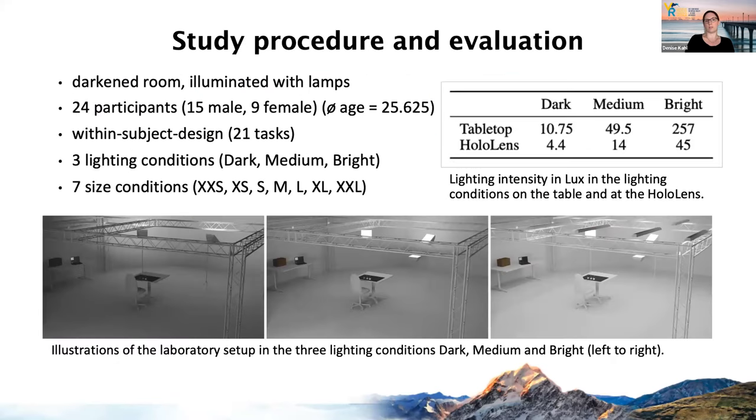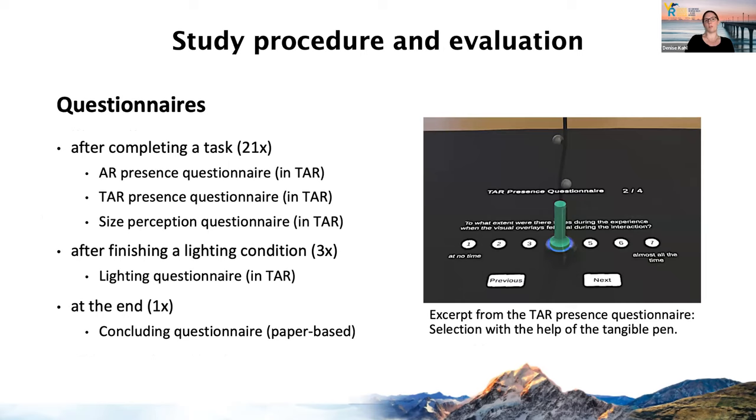We performed the study in a darkened room, which was only illuminated with lamps to ensure the same conditions for each participant. 24 participants took part in our study, which lasted about 90 minutes. A within-subjects design was used, so every participant had to solve the task 21 times. And we balanced both the order of the lighting conditions and the order of the size conditions. In addition to measuring the time for completing tasks, we used questionnaires to evaluate the study.